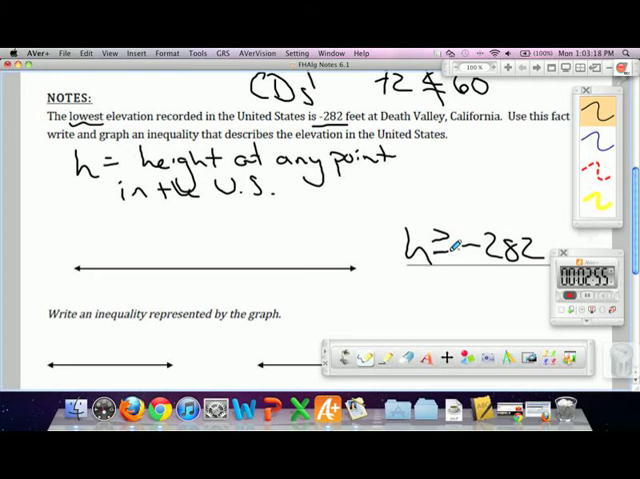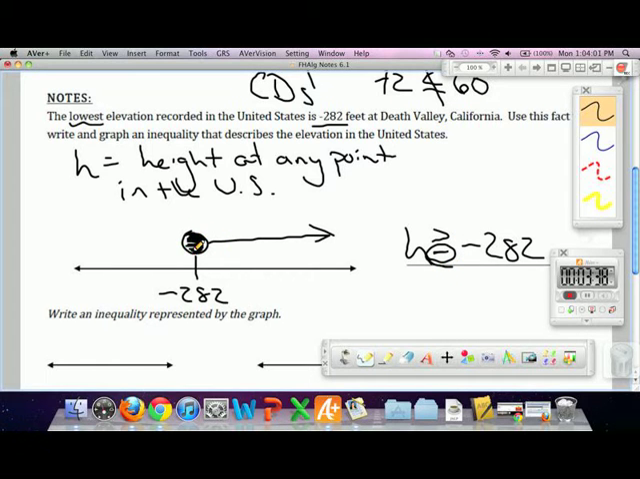Do we remember how to graph inequalities? Lily, how do you graph an inequality? You put a point on a number line at negative 282. Okay. Then you draw the circle, and then you draw an arrow to the right. Why to the right? Because that's where all the numbers that are bigger than negative 282 reside. Why do I need to fill in the circle? Oh, because it's equal.